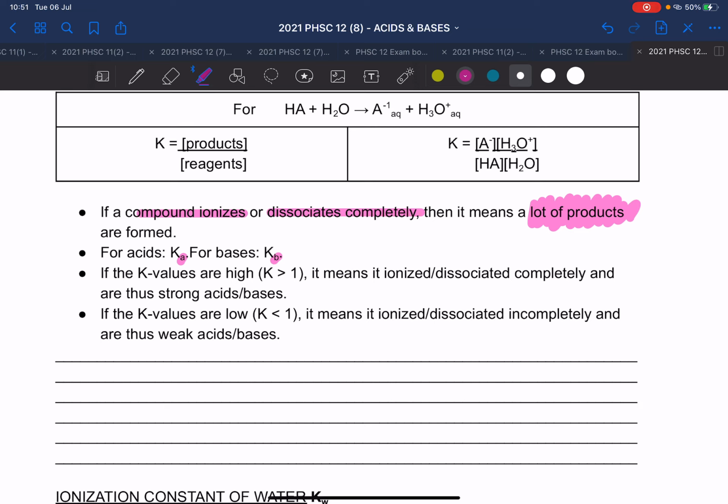Dan, as hy 'n hoë Ka-waarde het, so high means anything bigger than 1, enigiets wat groter as 1 is, is hoog, dan beteken dit hy het volledig geioniseer of gedissosieer, en dis 'n sterk suur of basis. If it has a low K value, then it ionizes or dissociates incompletely, so it means it's a weak acid or base.